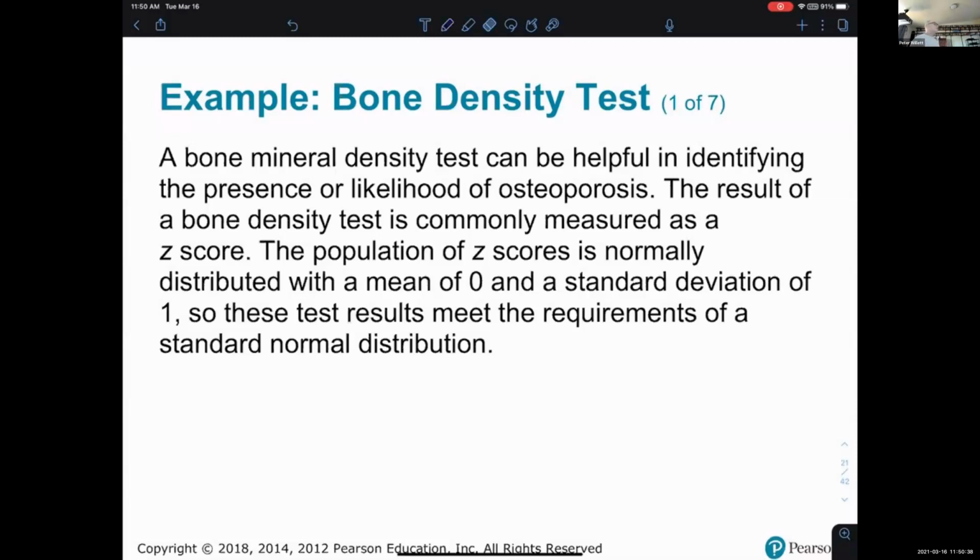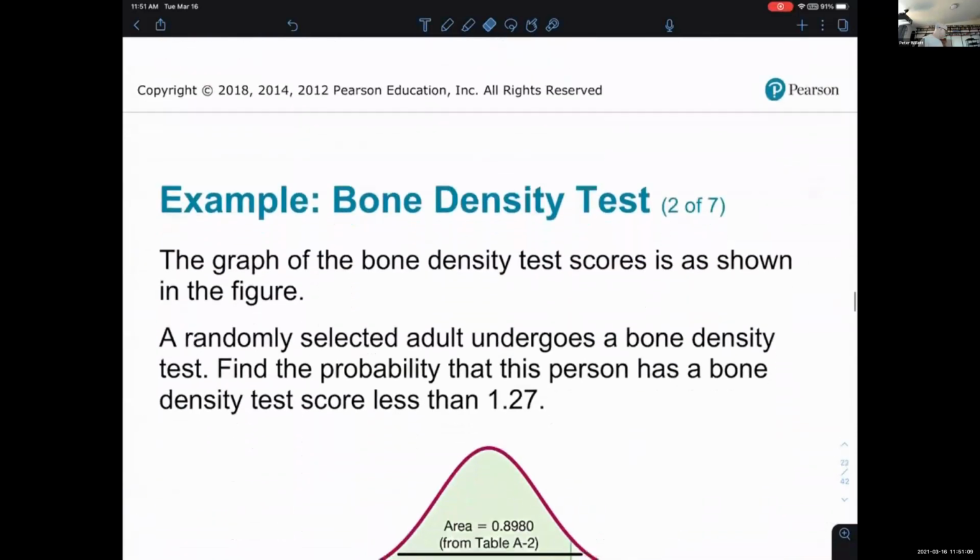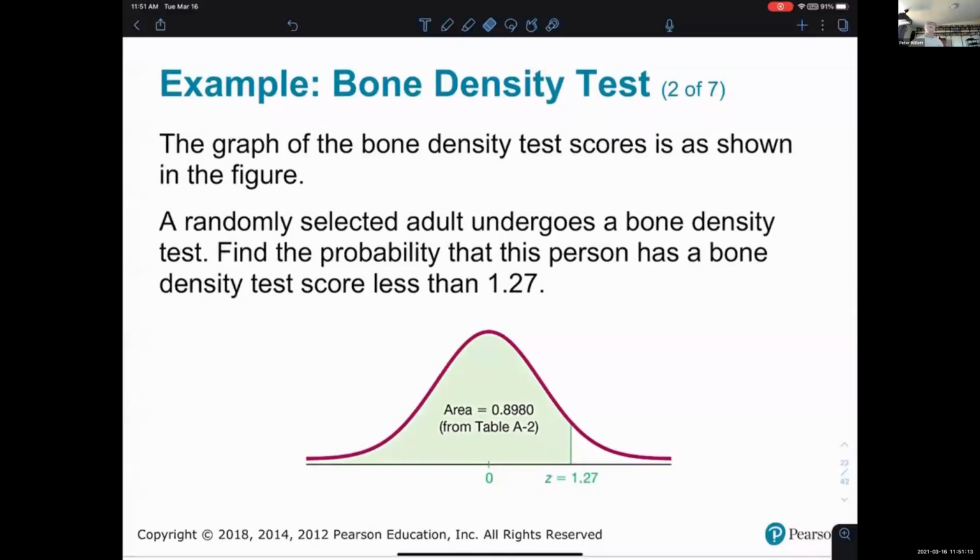In this example for bone density test, it says, a bone mineral density test can be helpful in identifying the presence or likelihood of osteoporosis. The result of a bone density test is commonly measured as a z-score. The population of z-scores is normally distributed with a mean of 0 and a standard deviation of 1. That's the standard normal distribution. So these test results meet the requirement for a standard normal distribution. The graph of bone density test scores is as shown in the figure. A randomly selected adult undergoes a bone density test. Find the probability that this person has a bone density test score less than 1.27.